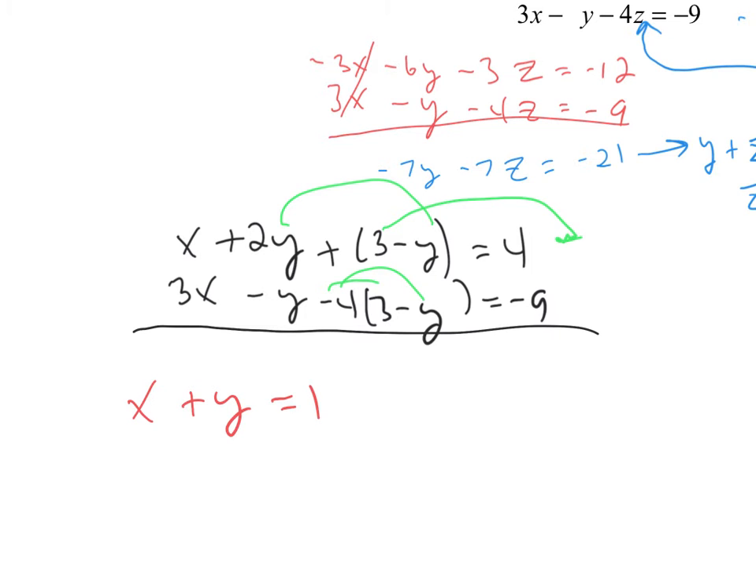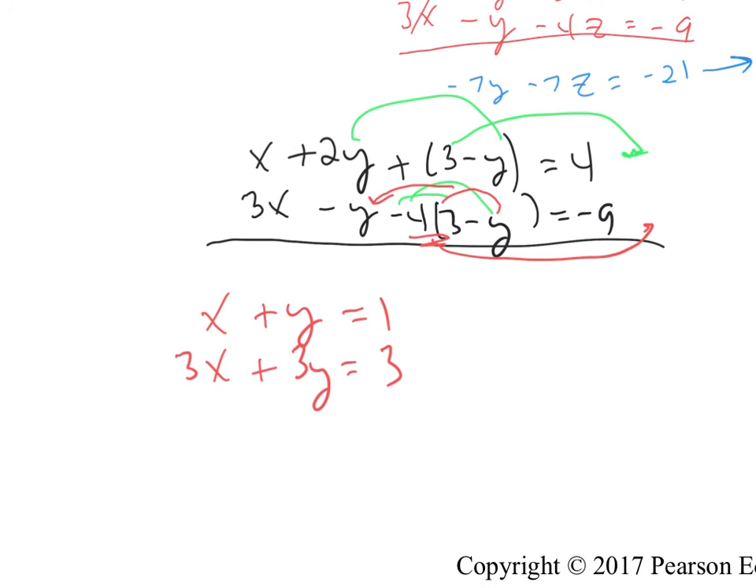The bottom equation, that becomes a negative 12, and that becomes a plus 4y. So the plus 4y has to be added to the negative y, and the negative 12 has to go to this side. So let's see, 3x, negative y plus 4y is a 3y. Negative 9 plus 12 is a 3. So hopefully my equation is correct.